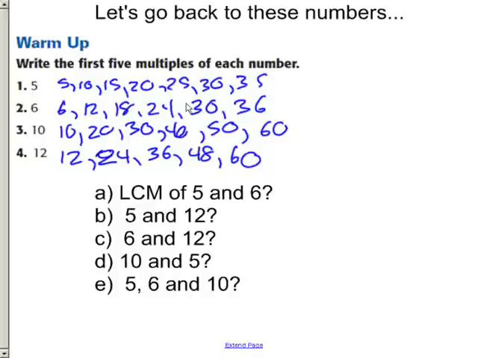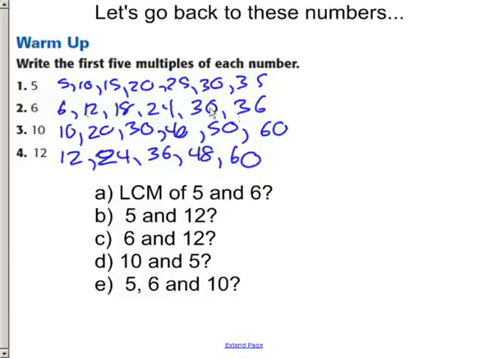So when we want to know the lowest common multiple, we want to know what's the lowest multiple on each list that two numbers have in common. So let's do the LCM of 5 and 6. So we're going to look at our list of multiples of 5 and 6 and find what's the lowest number that they both have. Well, here's my shortcut strategy.